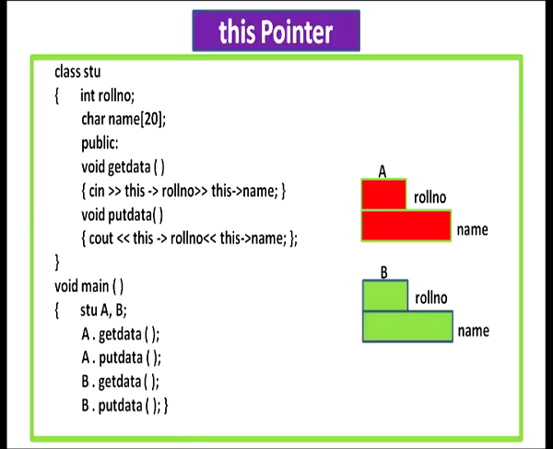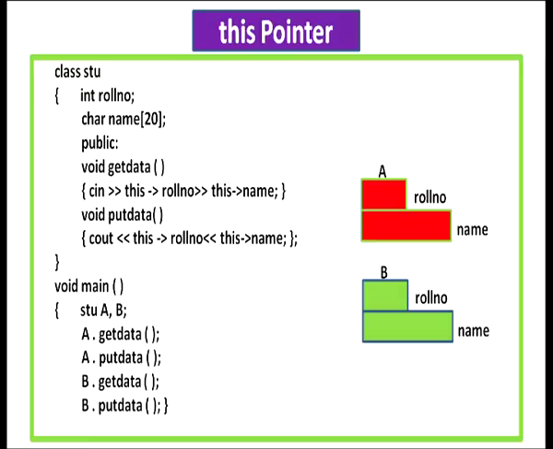So, memory will be allocated to the data members of the objects A and B, as you can see in the memory diagram. So, when we say A dot get data, the get data function will be invoked for the object A, and in the get data function this pointer refers to the object A. It refers to the object for which this function is being called, as we are calling get data at present for the object A. So, here this pointer will refer to A.